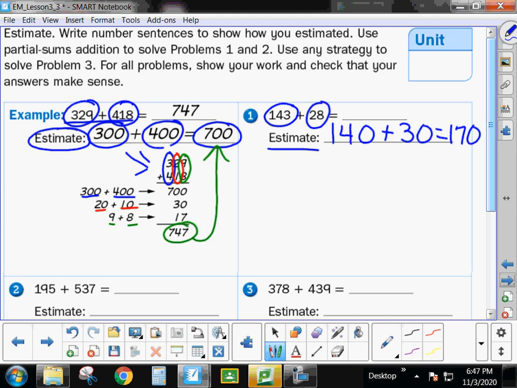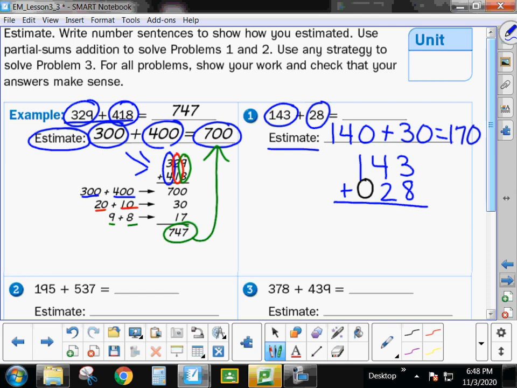All right, now let's rewrite this number vertically. So I'm going to write 143 plus 28. And remember, boys and girls, it's so important to line up your place values. There's not going to be anything right here in the hundreds place because 28 doesn't have any hundreds. Make sure you're lining your numbers up correctly. All right, pause the video if you need time to write that down.